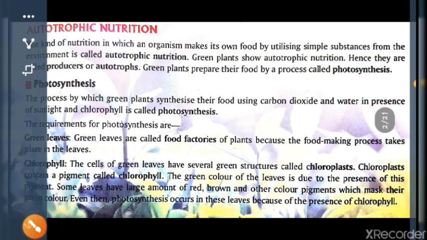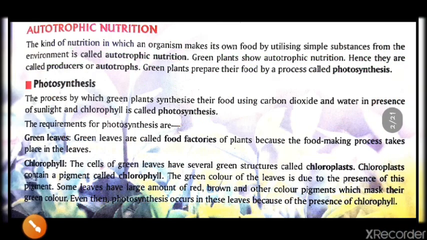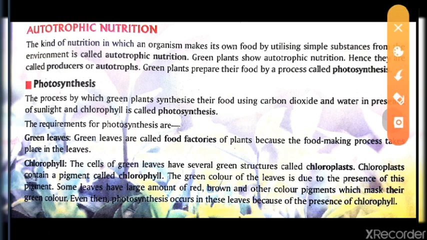Now in the next line it is written, green plants show autotrophic nutrition. So it is the only example that will show the autotrophic mode of nutrition. So they are called the producer. That means they are the only ones who can make their own food, and they are giving that food to the others also. So they are known as producer, the one who produces. Green plants prepare their food by the process of photosynthesis.